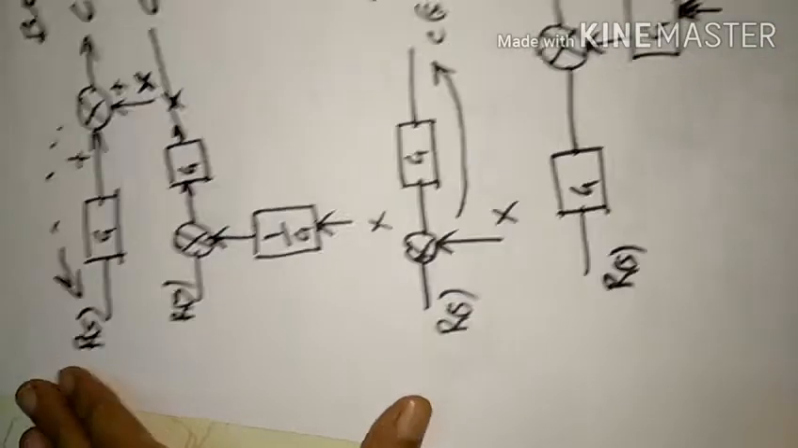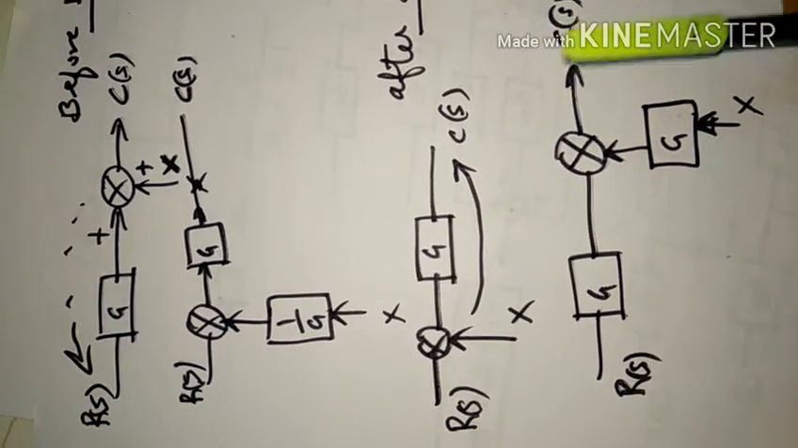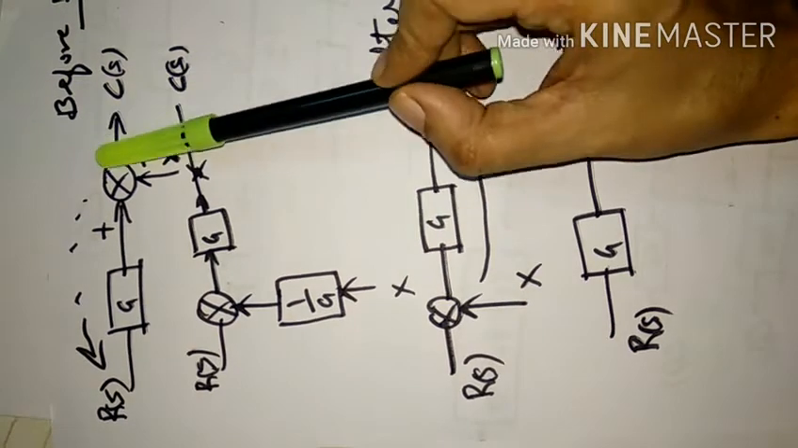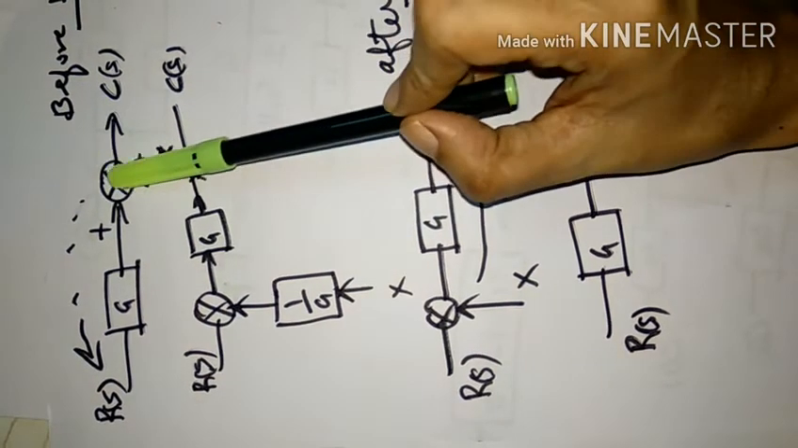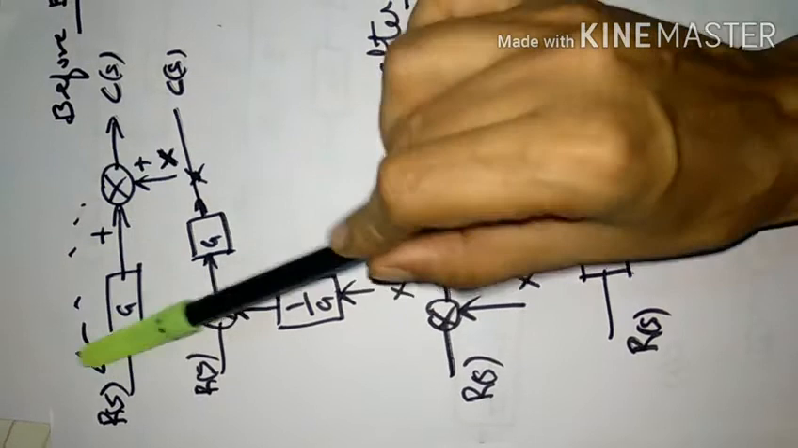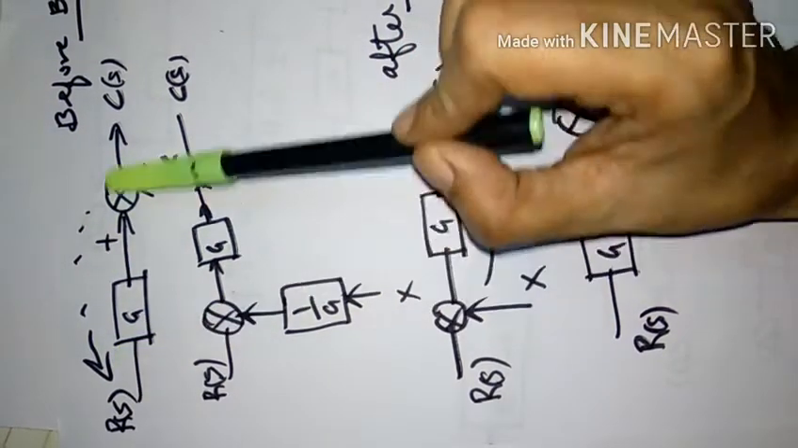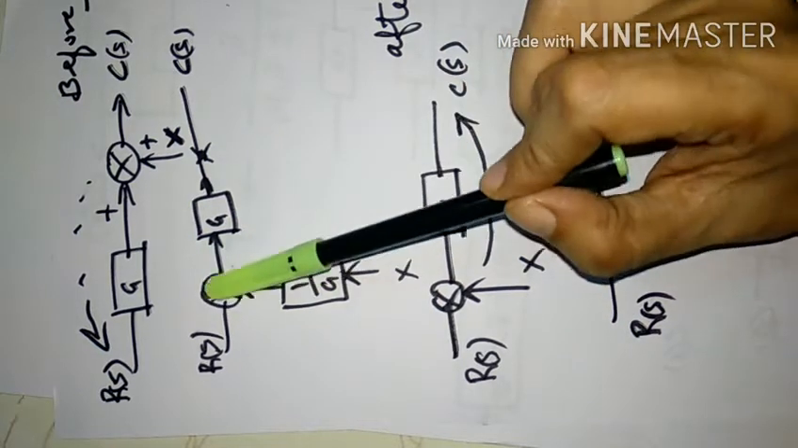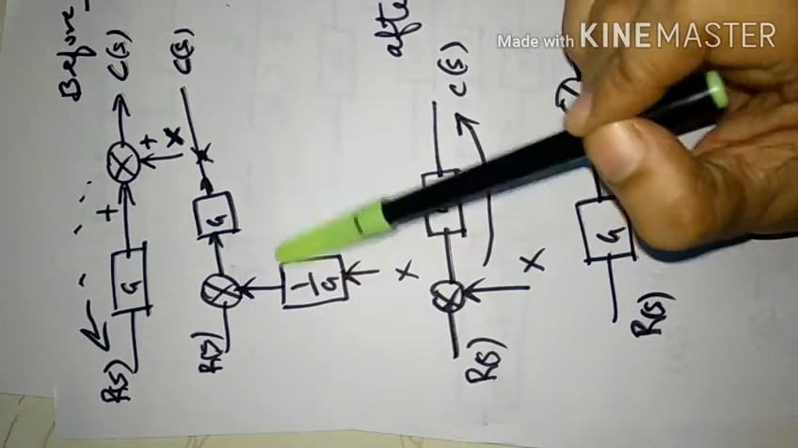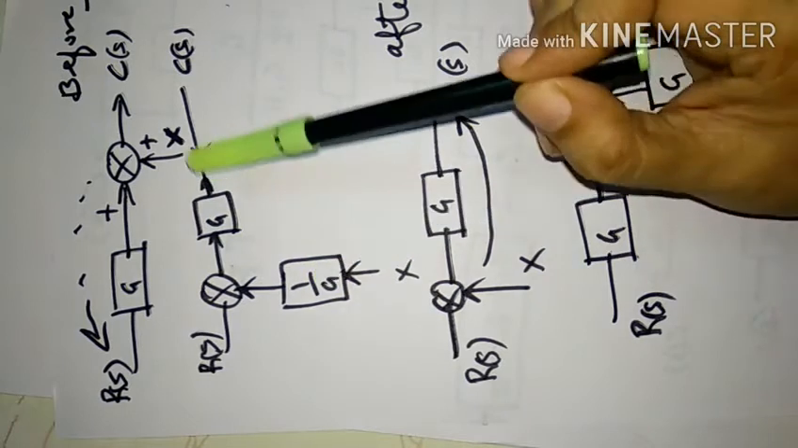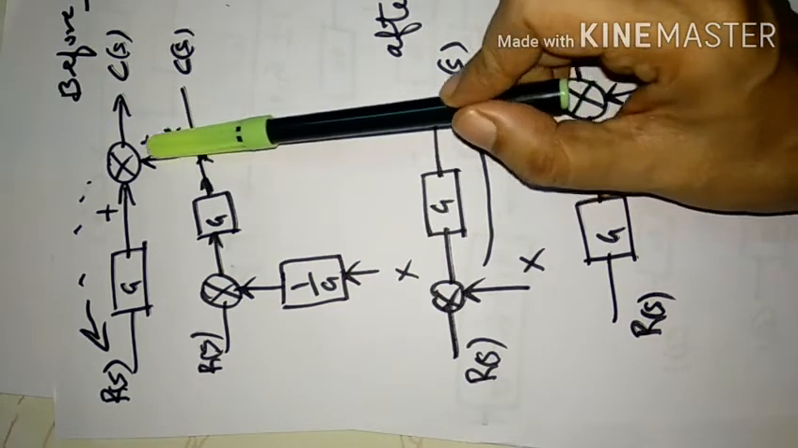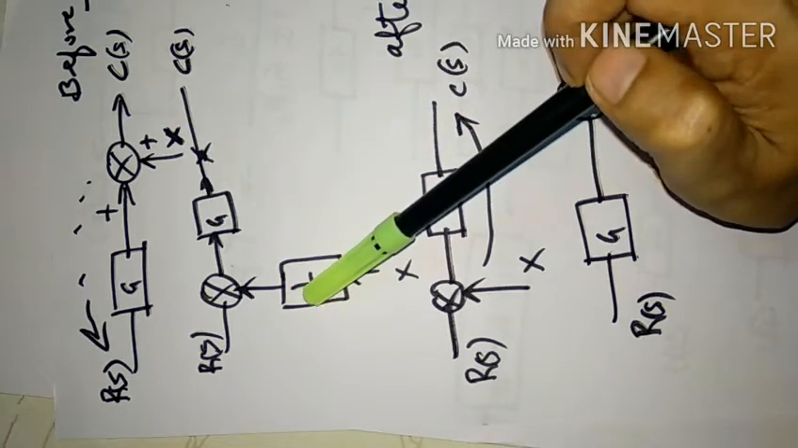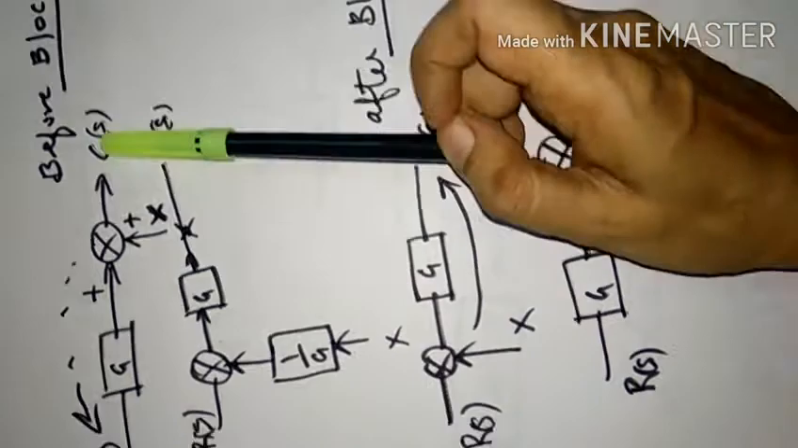Now another rule, a very important rule. Here this is a summing amplifier. We are shifting this summing amplifier before a block. When we shift this summing amplifier before a block, we have shifted it here. Therefore we need to multiply by 1 by G. X is a signal, so this X signal is multiplied by 1 by G when we shift the summing point before a block.